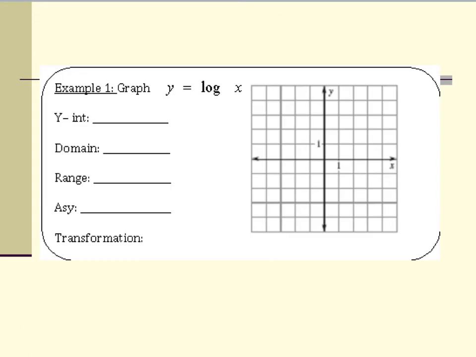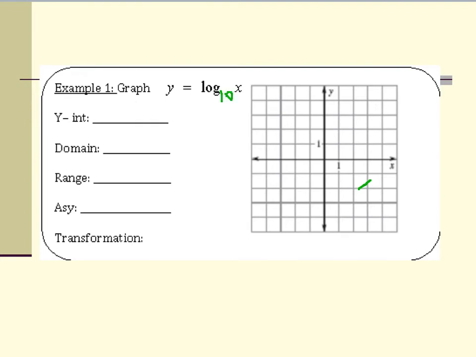So let's try an example problem. Example 1, graph log of x. Now this is always going to be log base 10 when it's not written. So log base 10.